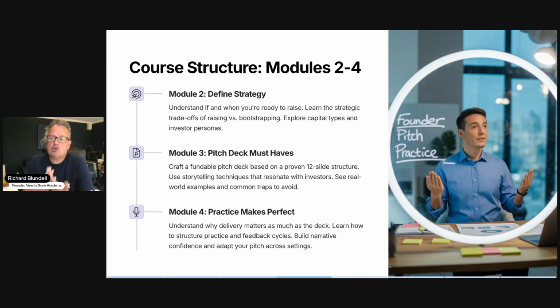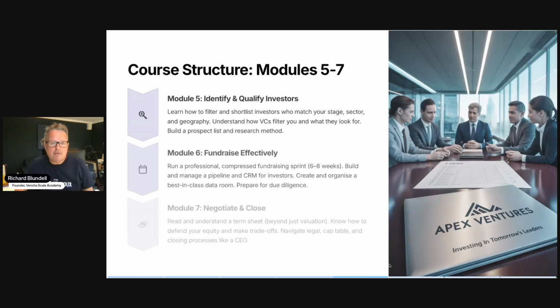And we're going to teach you how to structure your practice and how to get feedback from colleagues on it. And we're going to get you to build narrative confidence and adapt your pitch depending on what kind of investor you're talking to and what setting you are in. So that's modules 2 to 4. Let's look at 5 to 7.